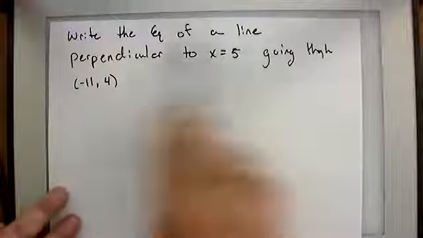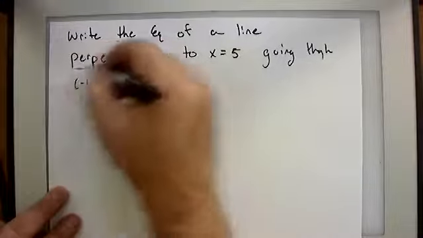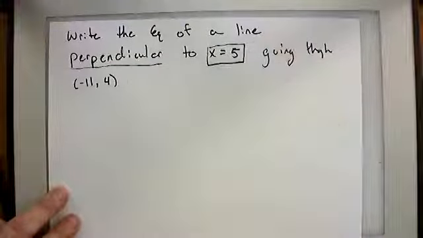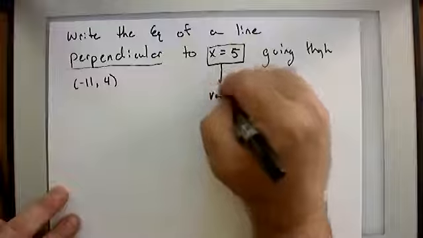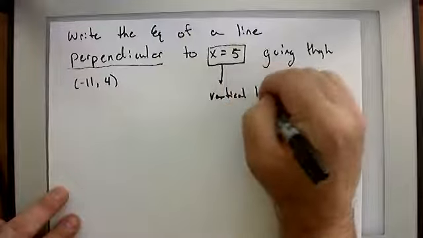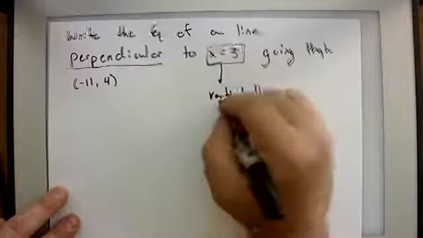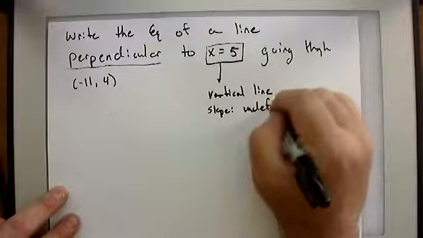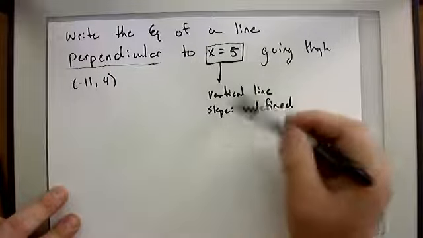So I look at this and I say, I need to write the equation of a line. First thing I need to do is find a slope. Well, I'm perpendicular to this line. What's the slope of that line? Well, what kind of line is that? So here's the first thing. You better realize that that's a vertical line. They're not going to tell you that. You need to recognize it because of the equation, which means the slope is undefined. Well, that still doesn't really help us, does it? That's a vertical line and the slope is undefined.